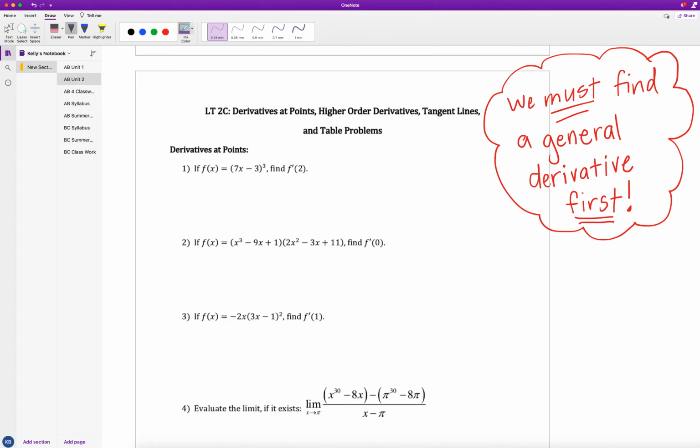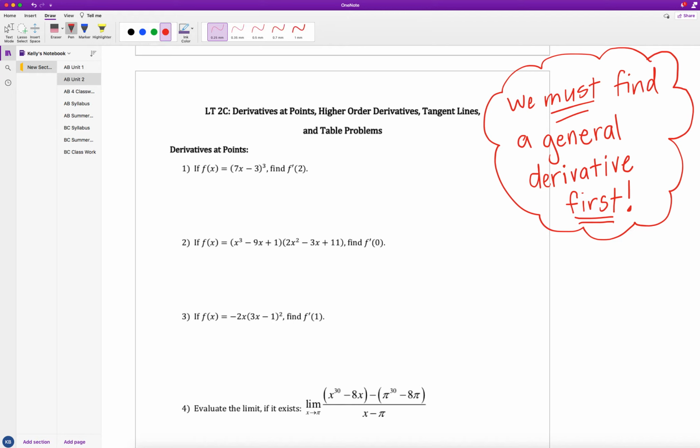One thing that's super important to keep in mind is that we have to find a general derivative first. The reason being is if we try to plug in the number that we're given first, our function is just going to become a constant since we're plugging in a value for x, and the derivative of any constant is 0. So we cannot substitute in the value for x until we first find a general derivative. That would represent the slope of the tangent line at any point. Then once we have our general derivative, we'll substitute in a specific point.